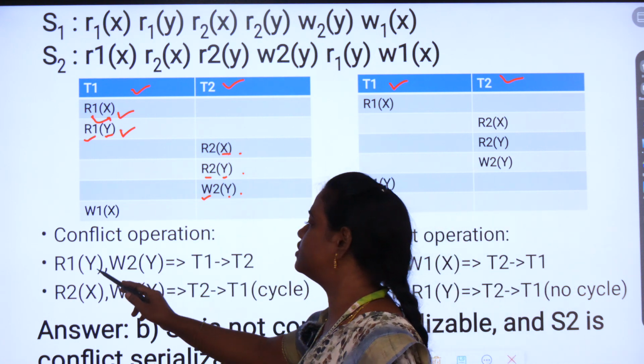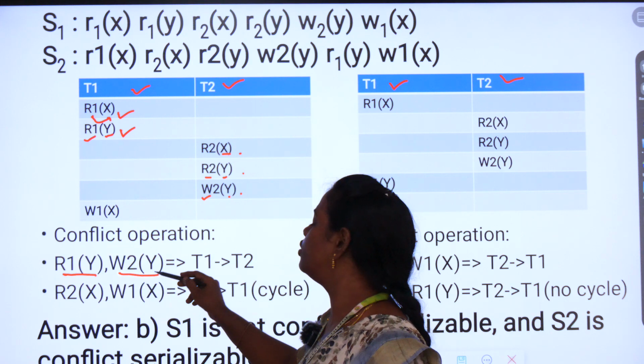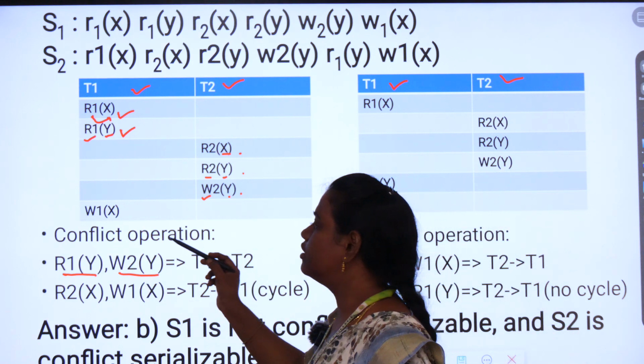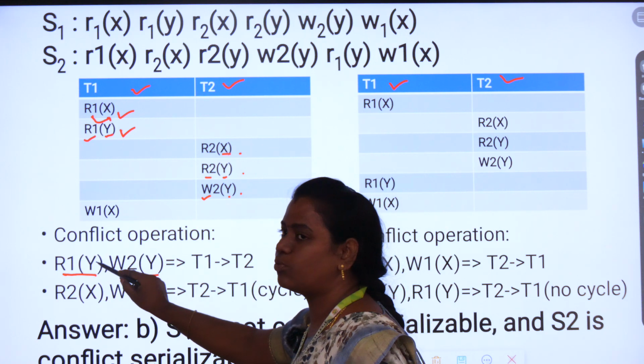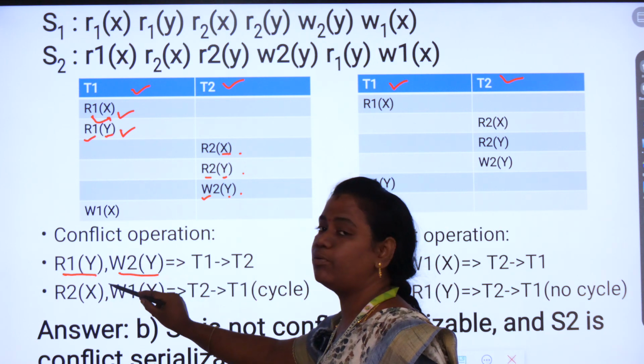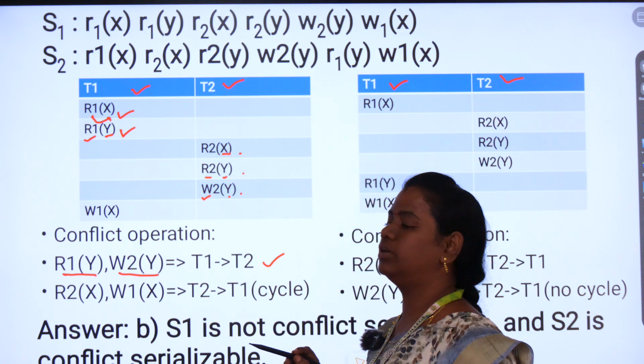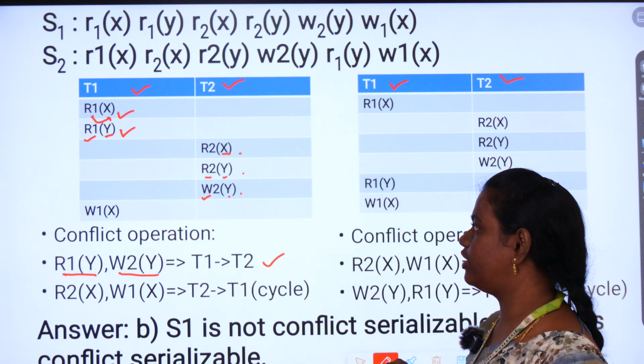So your first operation is R1 of Y, W2 of Y is your first conflicting operation. That means the particular operation in transaction 1 is executed first, then only the particular operation in transaction 2 will be executed. So this is our first conflicting operation.